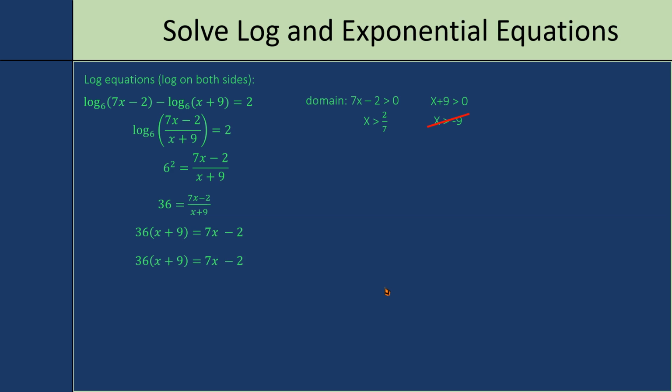And then I have that twice. And then you multiply it in. 36 plus 324 equals 7x minus 2. And then solve for x. I get x is equal to -326 over 29. Now, my solution says that x has to be greater than 2/7, positive, right? This one is negative, so it's not part of the domain, so you actually don't have an answer. So you actually have no solution for this one, okay?